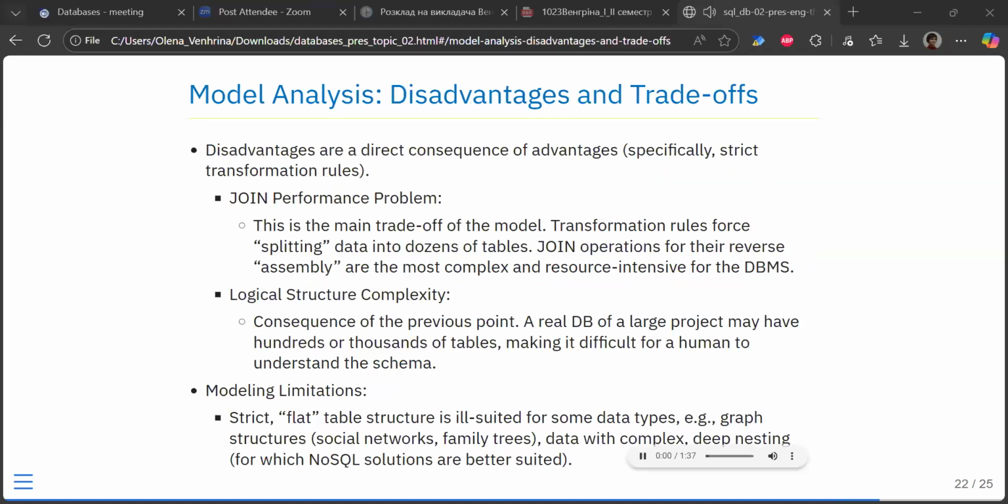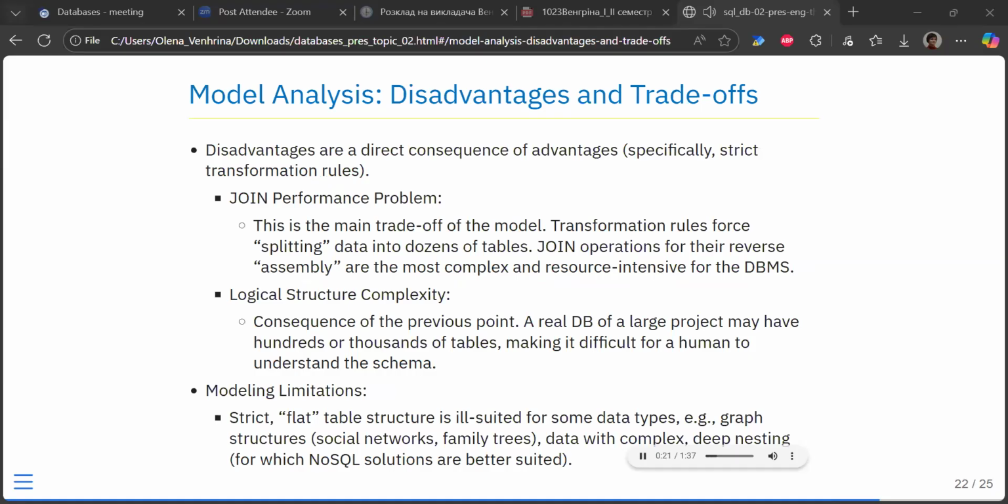On the last slide, we considered the obvious advantages of the relational model. But, as I mentioned, a price has to be paid for these benefits. The disadvantages of the model are a direct consequence of its advantages, in particular, the strict transformation rules we learned. First, and this is the main trade-off of the model, the join performance problem.